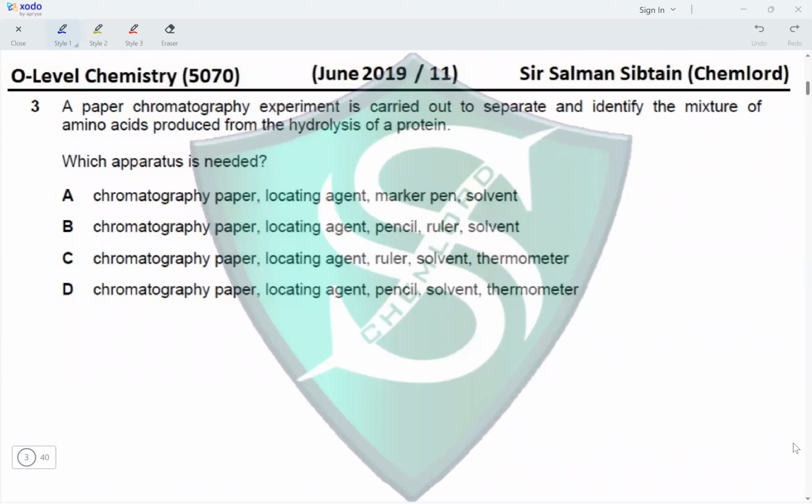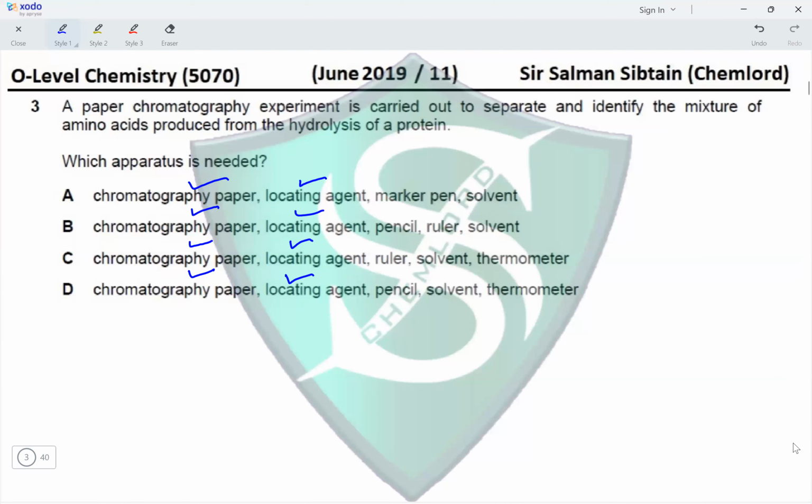Question 3. A paper chromatography experiment is carried out to identify the mixture of amino acids produced from the hydrolysis of proteins. Which apparatus is needed? Okay, so we've got a common option in all four: chromatography paper. Obviously, we would be requiring that. Locating agent, because amino acids need to be colored to be located. So yes, locating agent would be required.